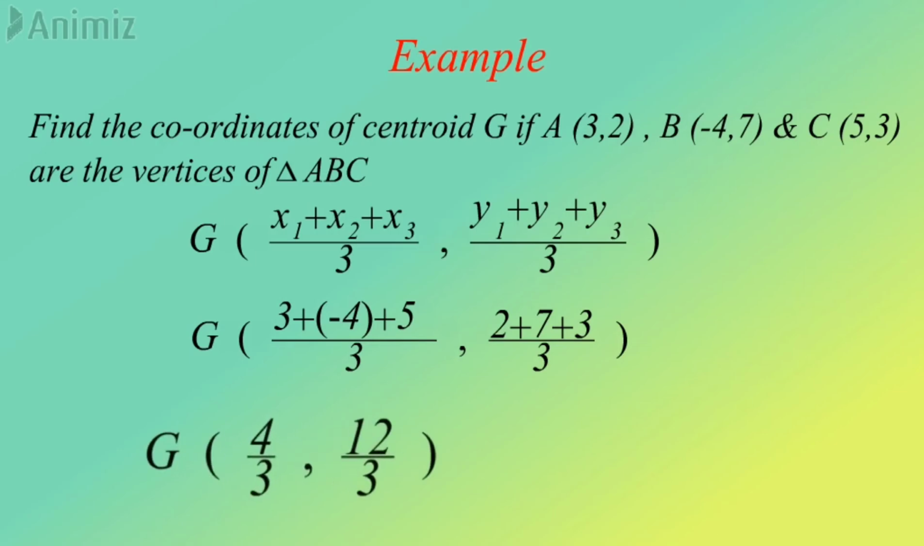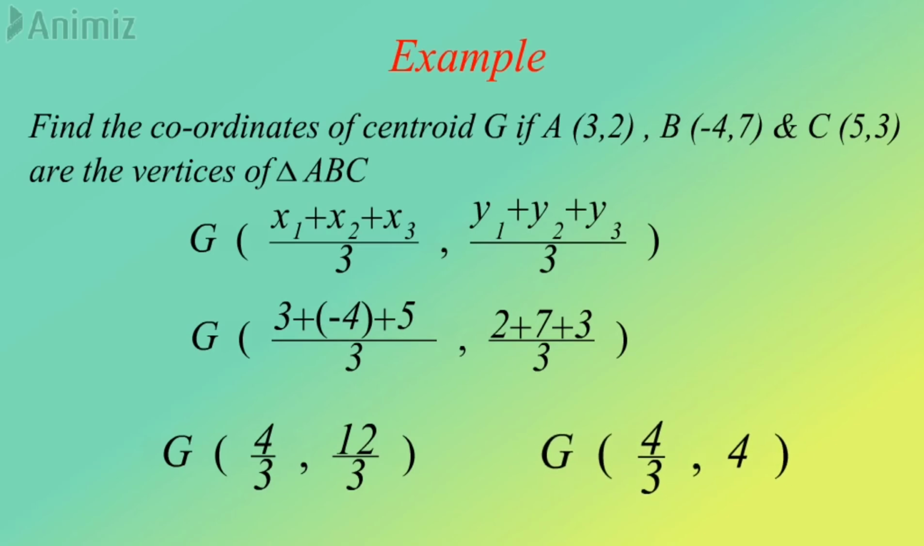Now when you simplify, it will be 4 by 3, 12 by 3. Now 12 by 3 you can reduce. On reduction, the coordinates of G will be 4 by 3, 4. So in this way you can easily calculate the coordinates of centroid.